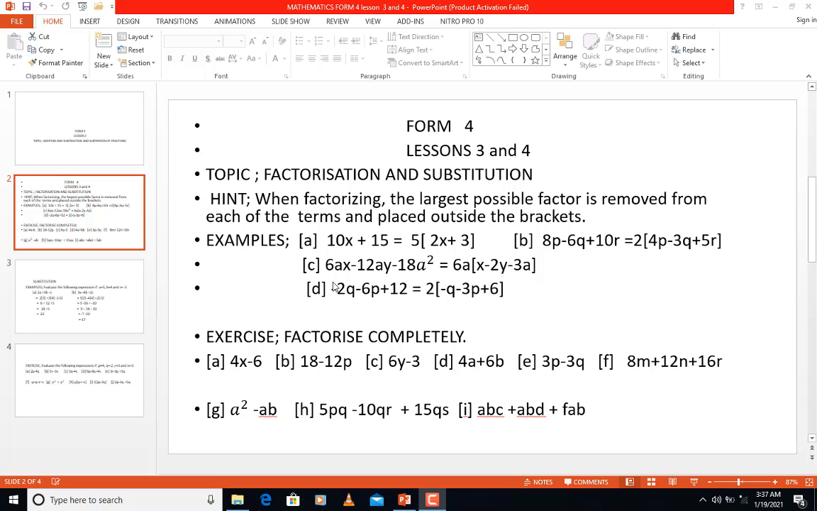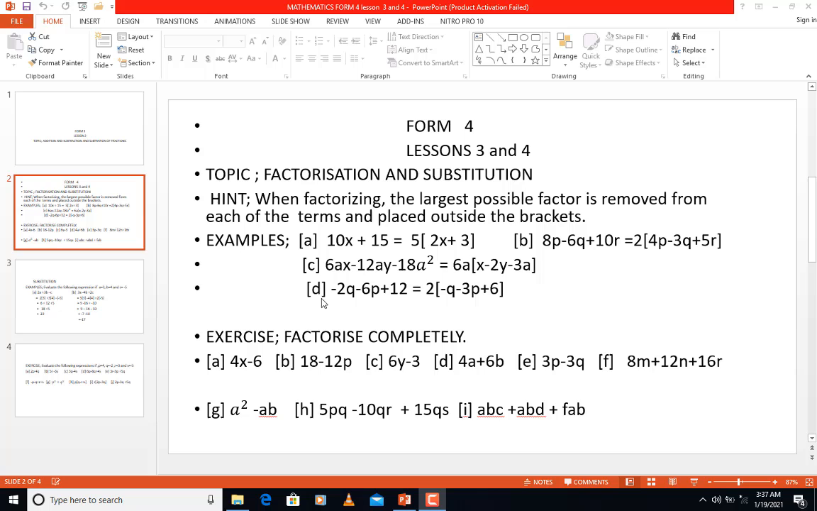Now let's divide. 6a into 6ax, the answer is x. 6a into minus 12ay, your answer is minus 2y. Then 6a into minus 18a to the power 2, your answer is minus 3a.